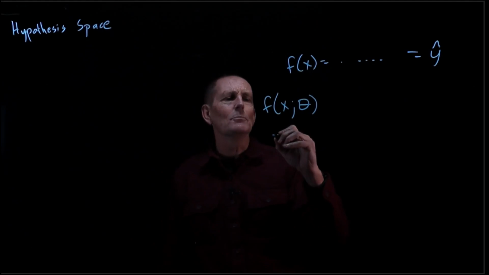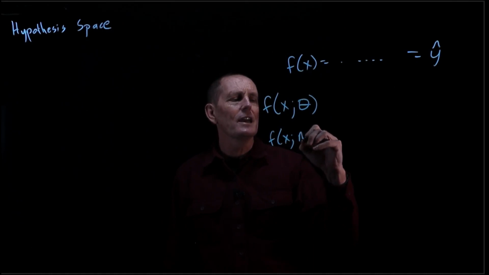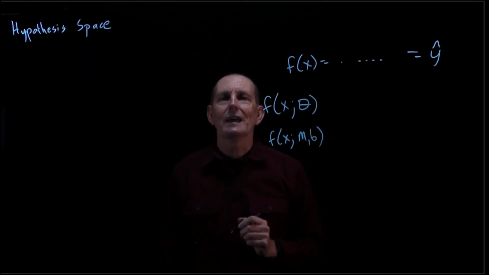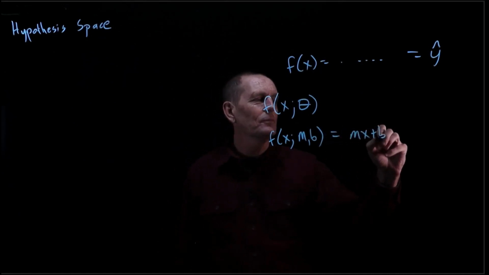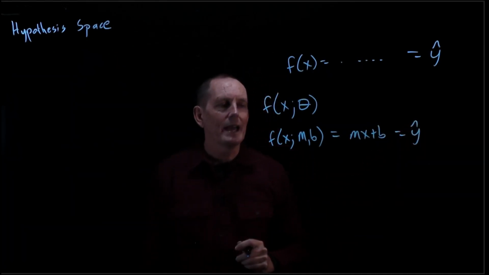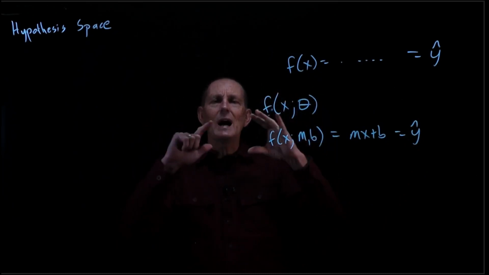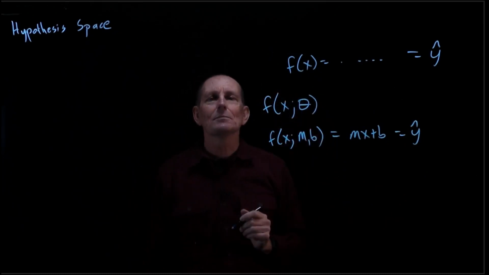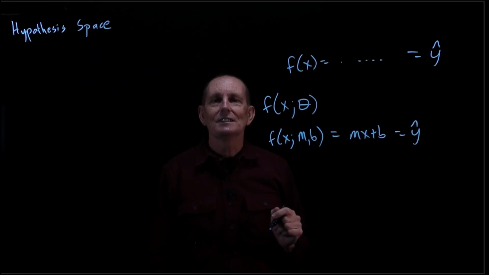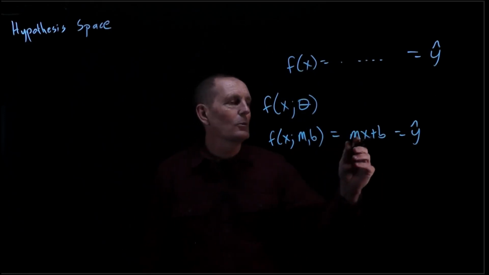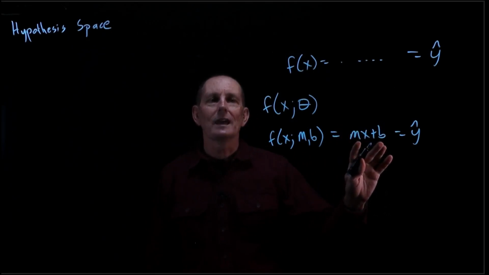So if we looked at something simple, let's say we looked at, for instance, x along with m and b for a line, right? So this would be mx plus b, which would be our y-hat. Our hypothesis space is the set of all possible functions as parameterized by theta. So for example, in this particular case, what we're looking at is all single-degree polynomials. So we have an infinite number of possible functions based on whatever pairs m and b that we have.